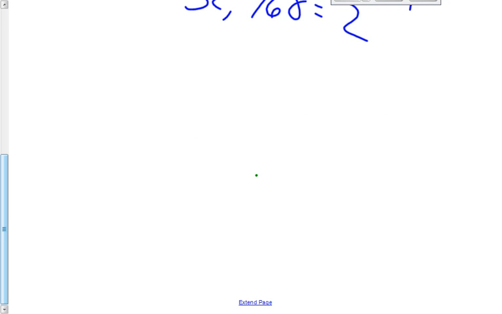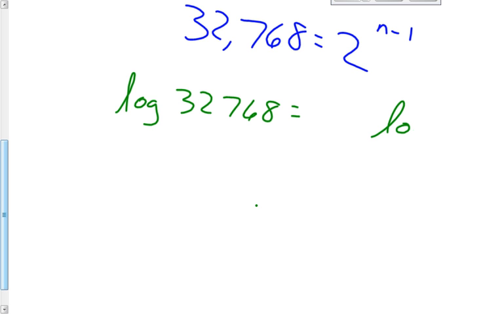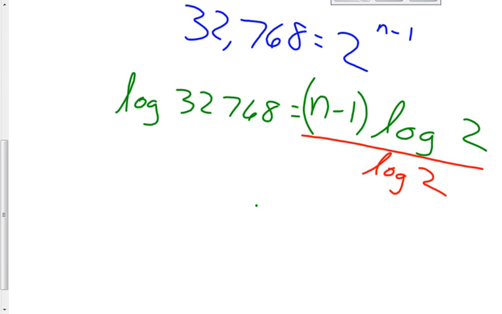I'm solving for an exponent, and when you do that, you need to use our exponential properties that we talked about in Chapter 10. So the log of 32,768 equals the log of 2 raised to the n minus 1, but then I can bring this out front as a coefficient. So I'm going to bring the n minus 1 out front here. So now I can get this parenthesis by itself by dividing both sides by the log of 2.